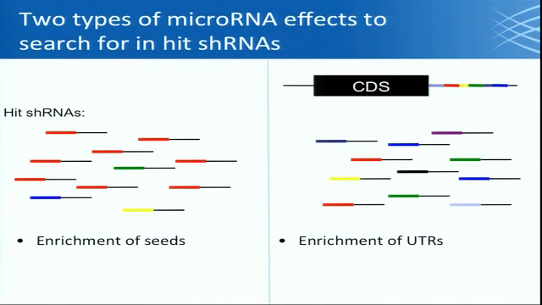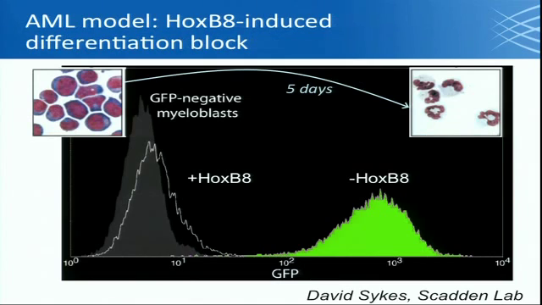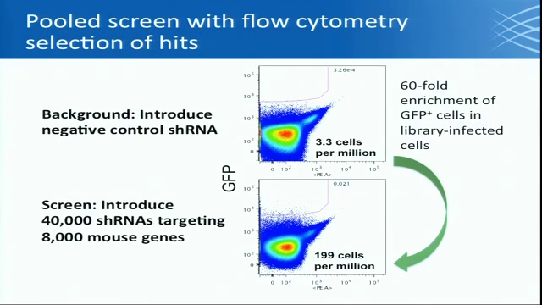So you want to look at your hit list. Are there certain seed sequences that pop up all the time in my hit list? Or are there certain UTRs of genes that seem to commonly be targets for the hairpins that scored in my screen? So here's one screening example of differentiation in AML cells. Basically, the postdoc sorted for hairpins that would turn down HOXB8 or otherwise cause the cells to differentiate and become green. So he did a pooled screen.